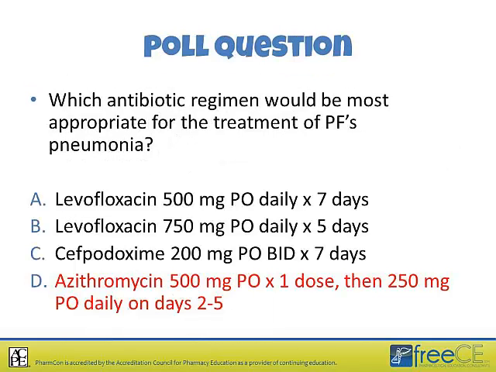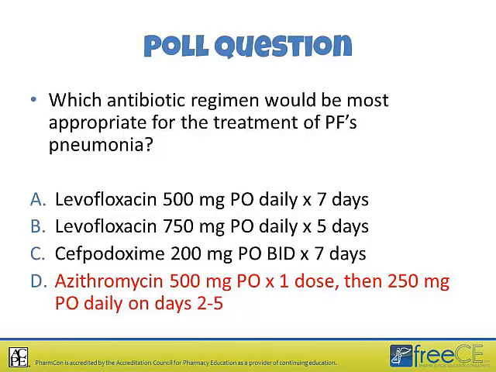D, azithromycin 500 milligrams PO times 1 dose, and then 250 on days 2 through 5. So the key here is thinking about whether you've got a lot of resistant strep pneumo to macrolides, and in that case you'd want to go with a fluoroquinolone. The cefpodoxime by itself is not a great option because without your macrolide or your doxycycline, you miss that atypical coverage, which is something you want to make sure you're covering. So C really is not a great option.